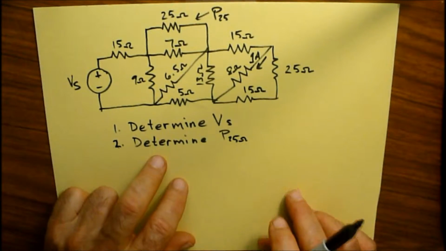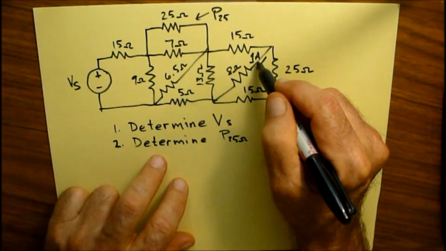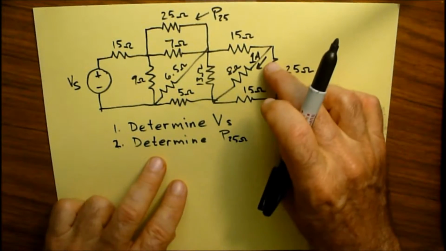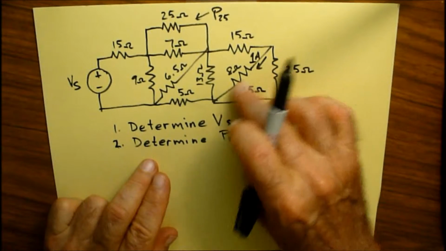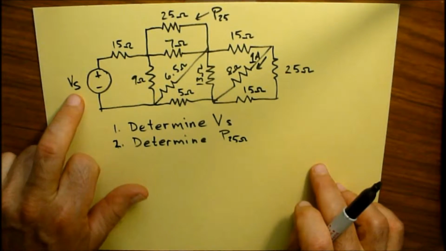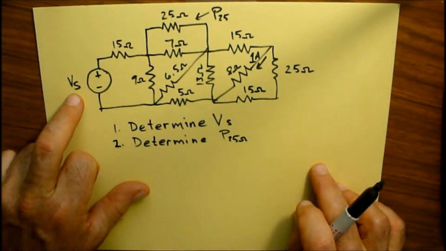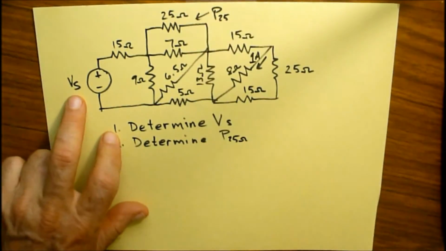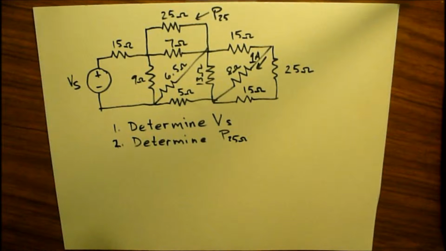We're given that there is 1 ampere going through this 8 ohm resistor, and the question is, from this information, determine what the V sub S power supply voltage is, and also find out the power through this 25 ohm resistor right here. So this is an interesting little problem that we can work out one step at a time.